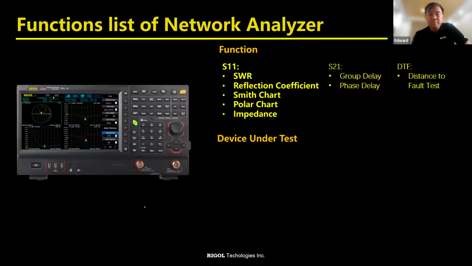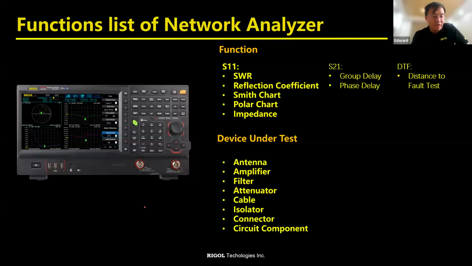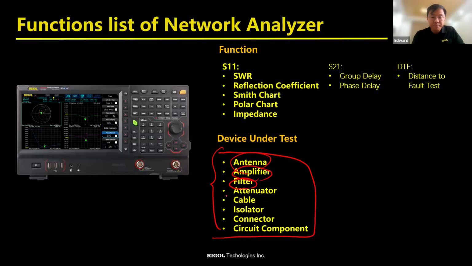Okay, this is the basic introduction of the network analyzers and the port extension techniques. I will highlight some of the functionalities of our network analyzers. We can measure S11 and some other S parameters for the vector network analysis, including the magnitude and the phase. And the devices under test can be the antenna, amplifier, filter, antenna cables, isolators, for example, like this one.